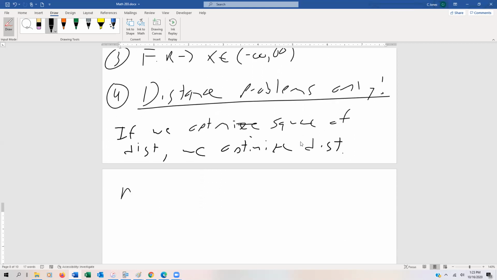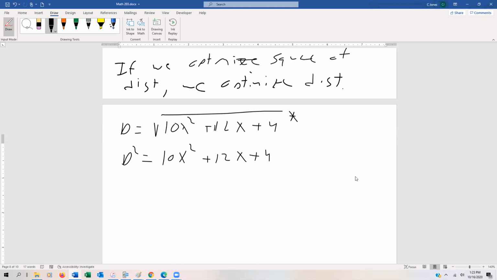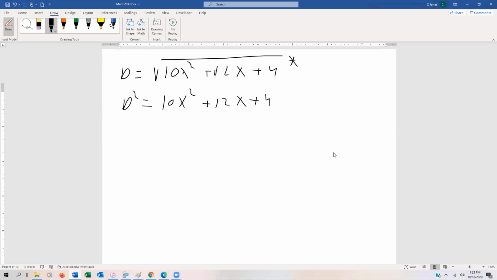All right, but since d is equal to the square root of 10x squared plus 12x plus 4, which we got just a moment ago, d squared is going to be equal to 10x squared plus 12x plus 4. Now imagine taking the derivative of this first expression. You would have to use a chain rule, and you would get a negative exponent, and it would just be really ugly to do that. This is much easier to work with. So that's why I'm recommending that you just find the square of the distance.